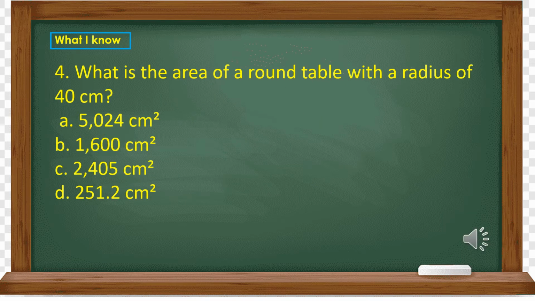4. What is the area of a round table with a radius of 40 cm? A. 5024 cm square. B. 1600 cm square. C. 2405 cm square. D. 251 and 2 tenths centimeter square.